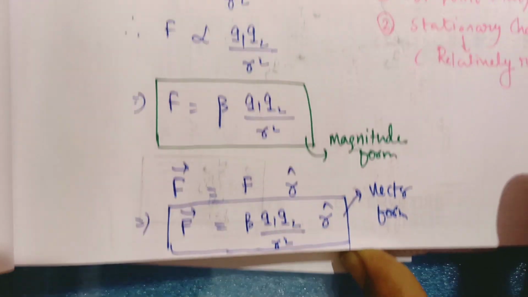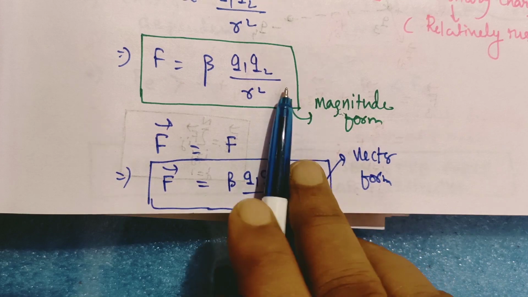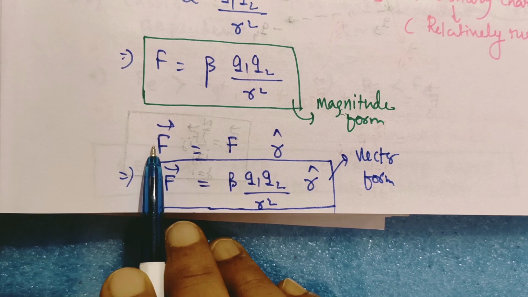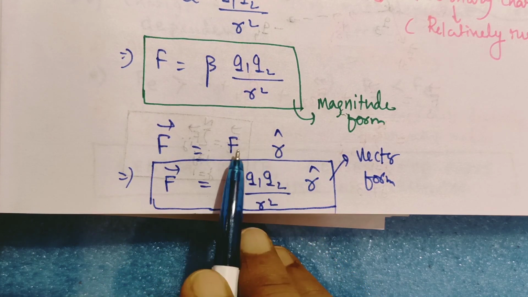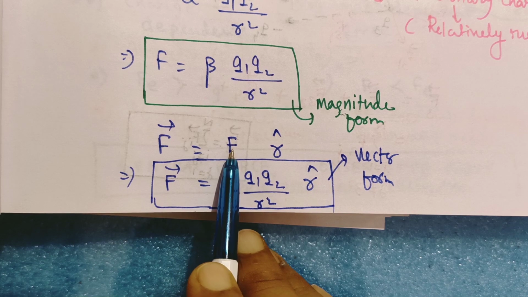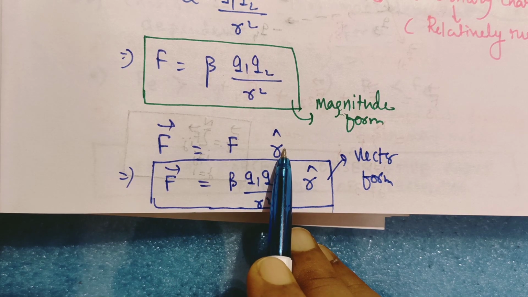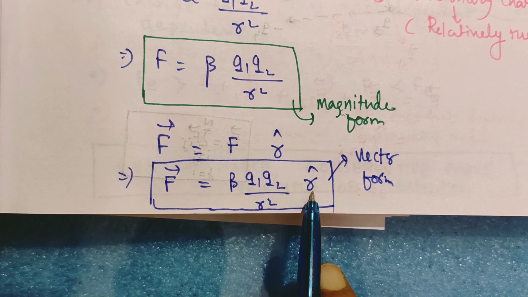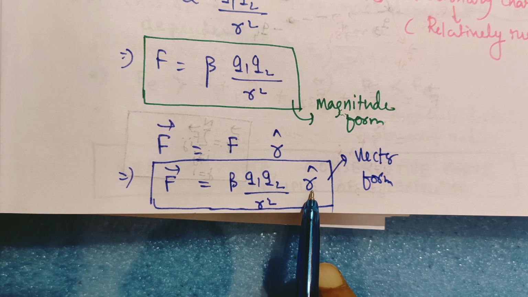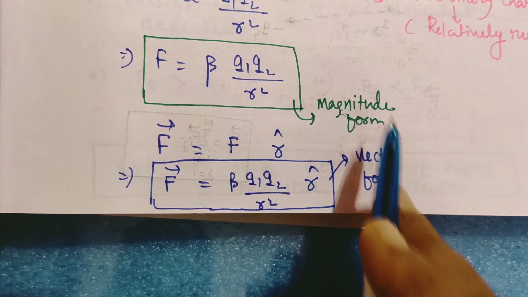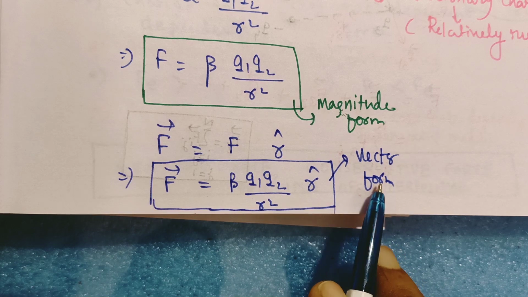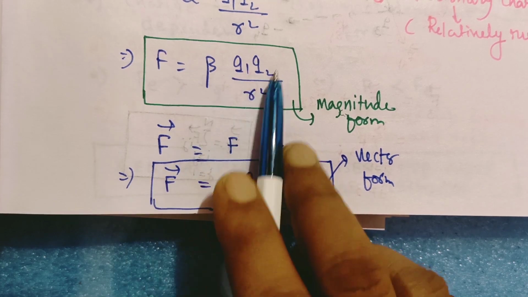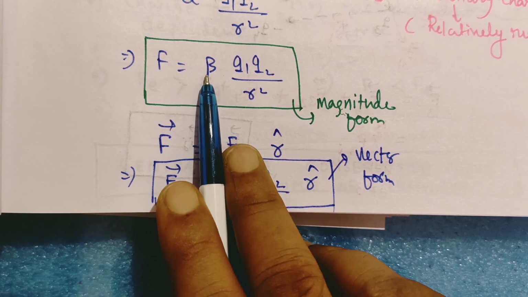If you write this formula in vector form, that means we have to represent a direction here. According to our vector concept, every vector can be represented: first you write the magnitude, then you write the unit vector. So here the magnitude is k Q1 into Q2 by R square, multiplied by the unit vector. So this is the magnitude form of Coulomb's law, and this is the vector form. As in your gravitational force, F is equal to capital G m1 into m2 by R square. Here it is written k.